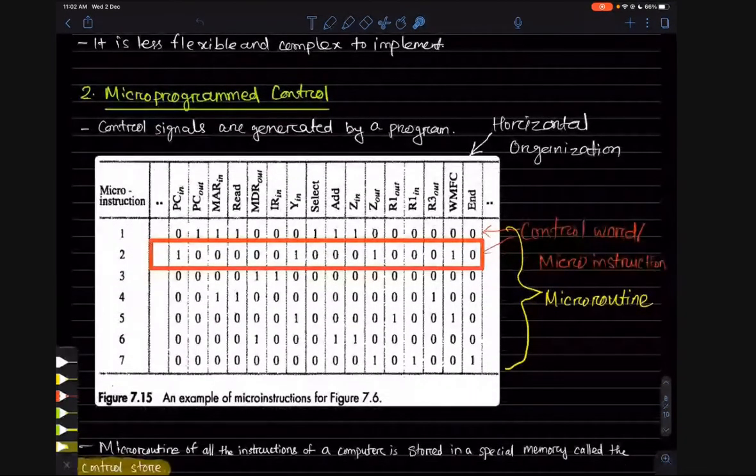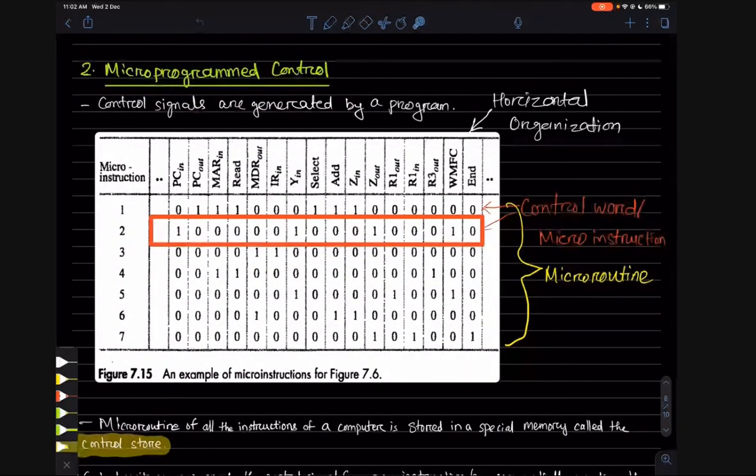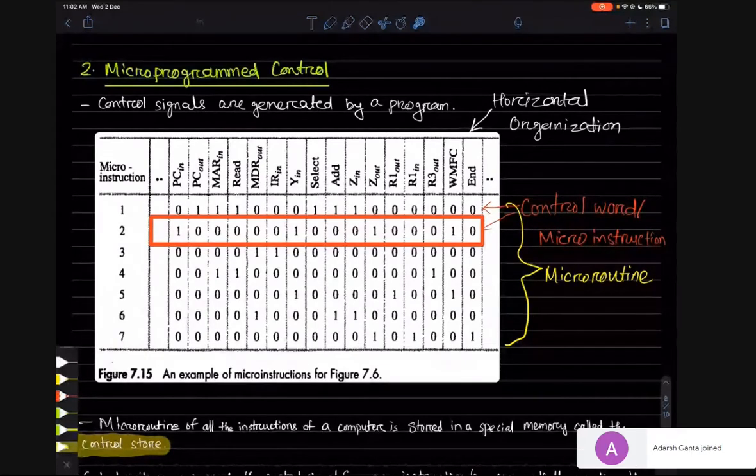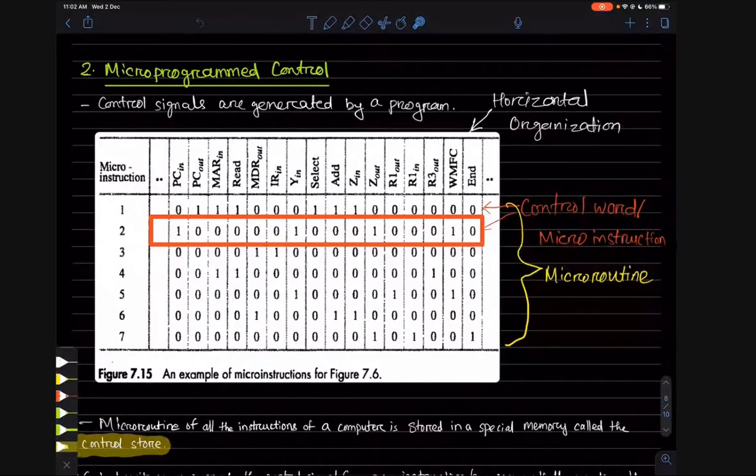Next comes the microprogrammed control. The control signals are generated by a program. The control signals are generated by a program which is called a micro routine. It is called a micro routine. So let's see one example here.